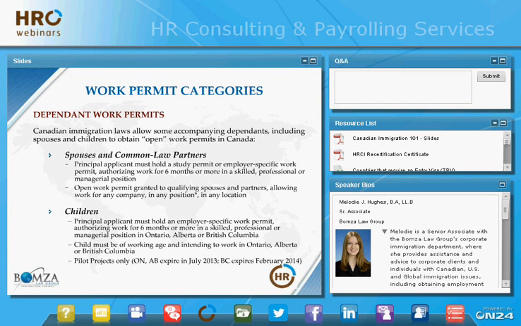Children are also eligible for open work permits in some instances. Specifically, children who are of working age and intending to work in Ontario, Alberta, or British Columbia can obtain an open work permit. These are currently pilot projects that are specific to these provinces only. Ontario and Alberta have projects that are currently valid until July 2013. BC's is valid until February 2014.